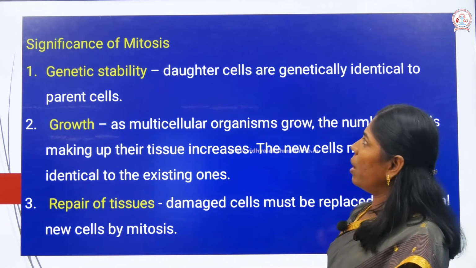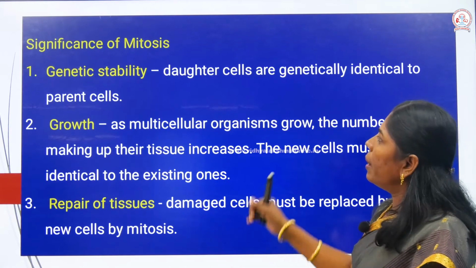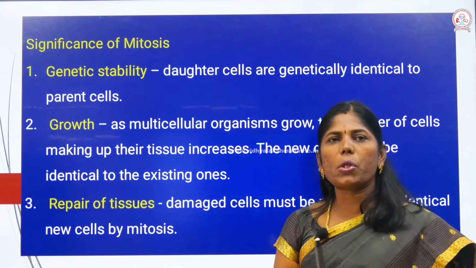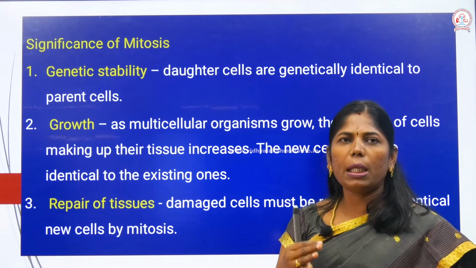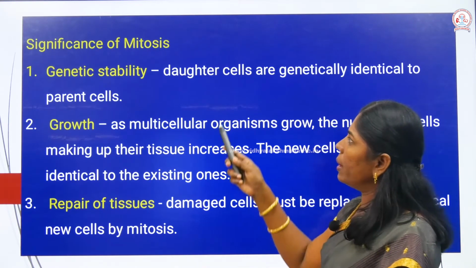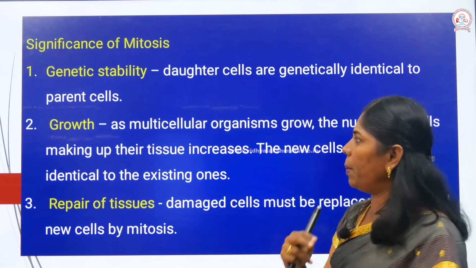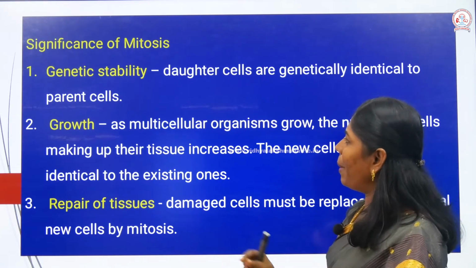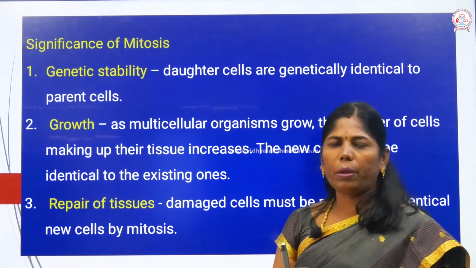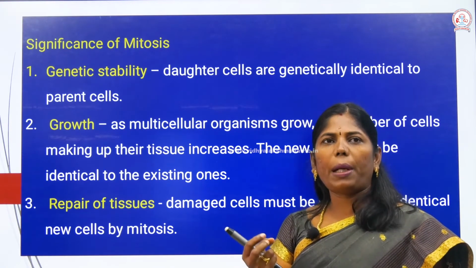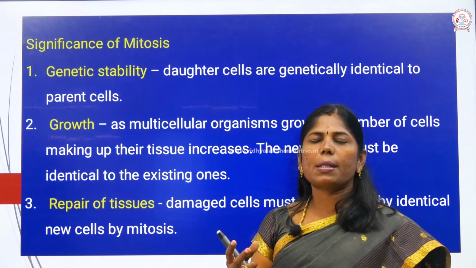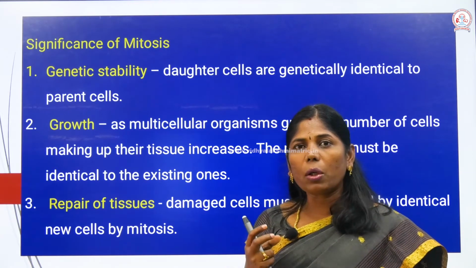There is genetic stability. They have to maintain genetic stability, because the number of chromosomes in the parent cell will be maintained in the daughter cells. So that is genetic stability. And growth: all the multicellular organisms can grow. Even a small plant can grow as a tree because of the presence of cell divisions. That is mitotic cell division.